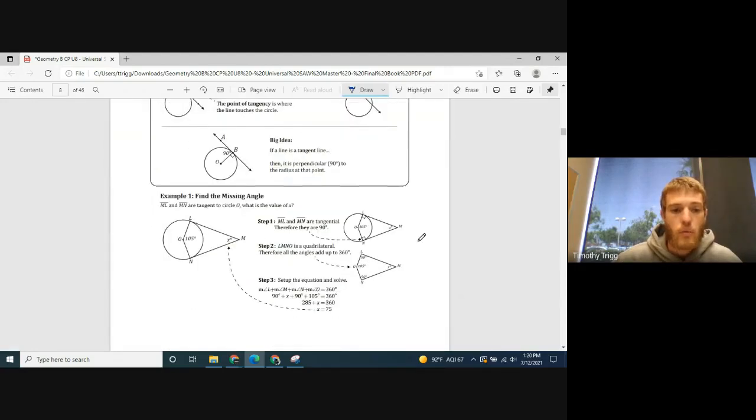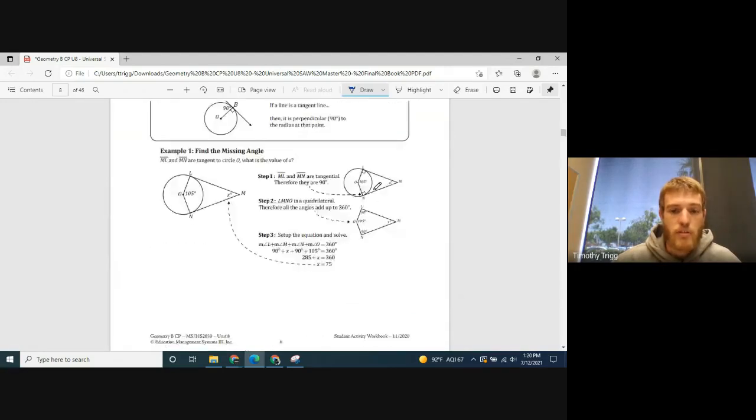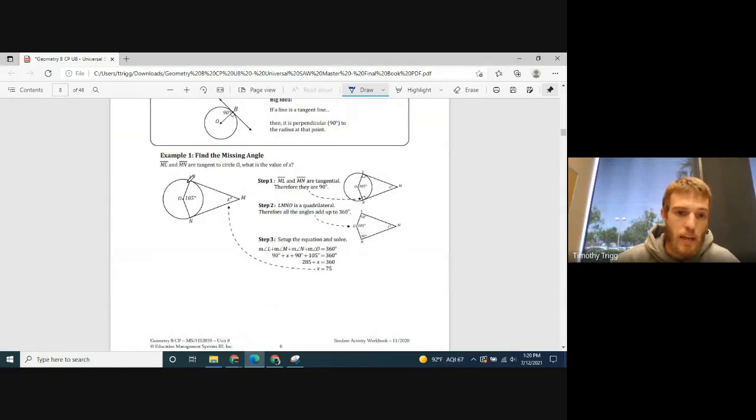Okay, so let's talk about what the implications of that are. If you have two tangent lines, so let's say from M, you have two tangent lines, ML and MN. That tells you that these are both right angles, both 90 degrees. Now from there, we can figure out the measure of angle X, because within any four-sided shape, the total measure of all the angles should equal 360.